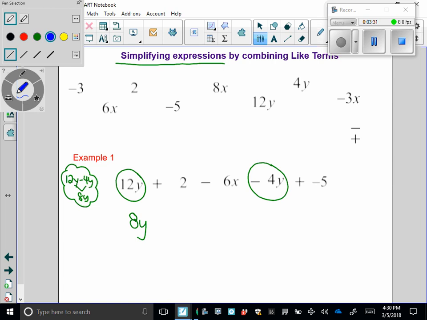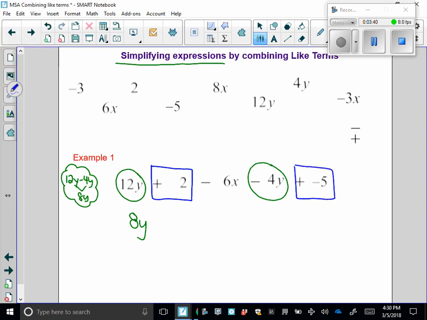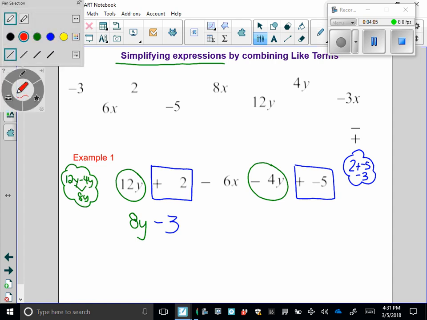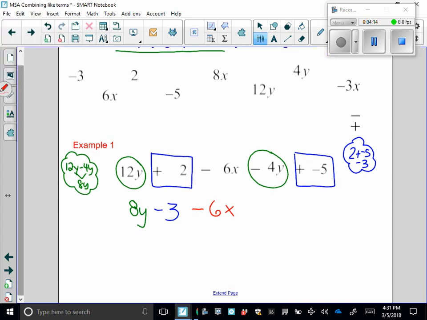I'm going to pick up another color here, and I'm going to think of this as +2 plus a -5. So 2 plus -5 is -3. That -3 becomes a subtract 3. And now the only thing that I have left is that -6x, and since there are no other x terms to combine with, that's my simplified expression.